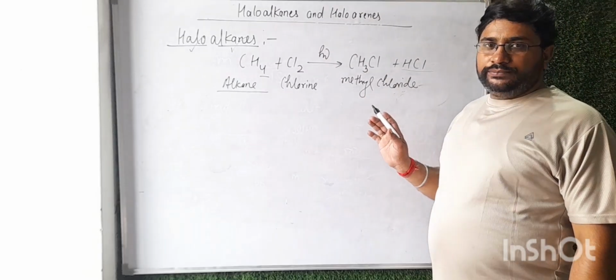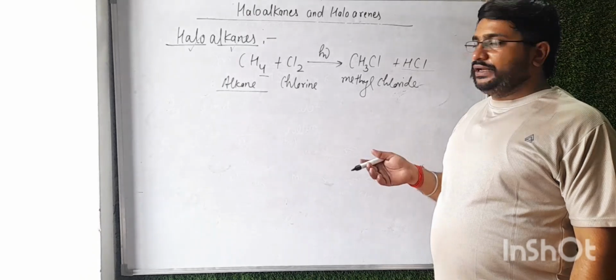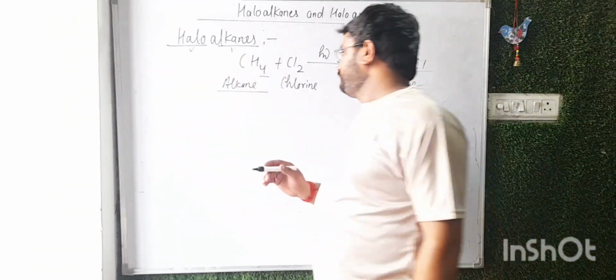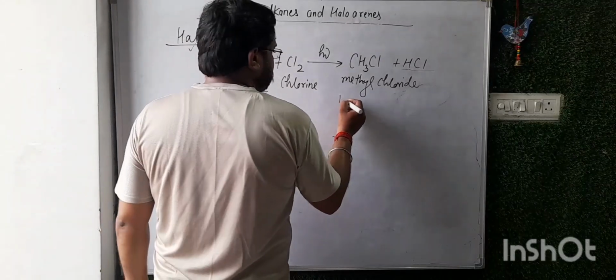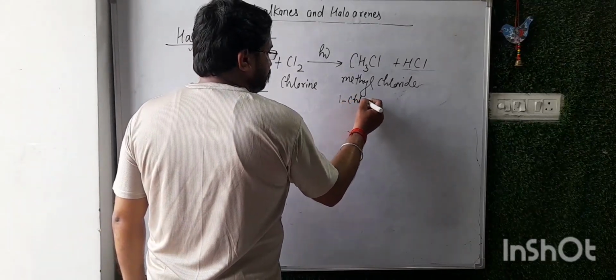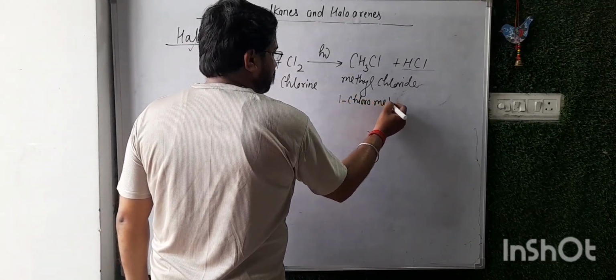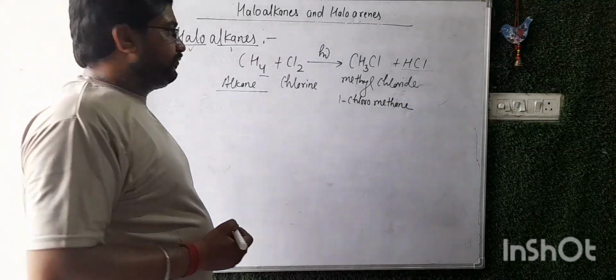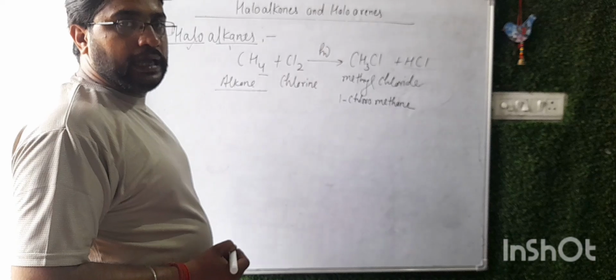Methyl chloride is the common name, but for the IUPAC name, what do we write? We write 1-chloromethane. What is the IUPAC name of this compound? 1-chloromethane. So the derivative of alkane is known as haloalkane.